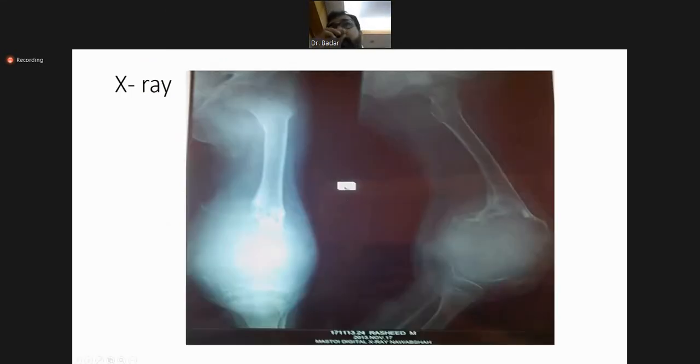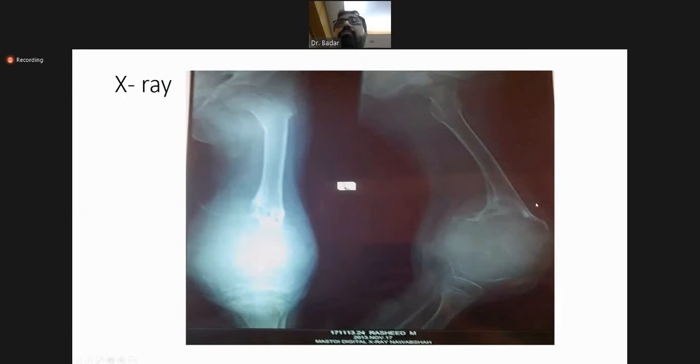So this is an X-ray. Whenever you see an X-ray, you need to say a few things that are very important. How to read an X-ray in a tumor. Yesterday was a class on benign tumors, so the same 5-6 things you need to revise.